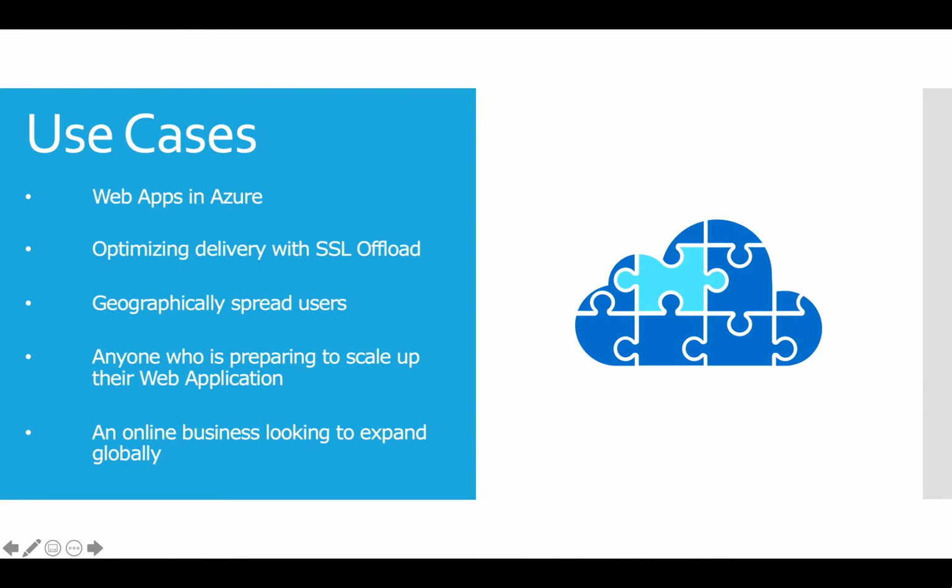So let's briefly talk about use cases. I would argue anybody that hosts a web app in Microsoft Azure could benefit from the Front Door service. Whether it be optimizing delivery by offloading SSL, getting your users into the Microsoft network at the nearest point of presence, anybody who wants to scale up their web app, or anybody who has a business, for example, looking to expand globally, the use cases are wide-reaching.